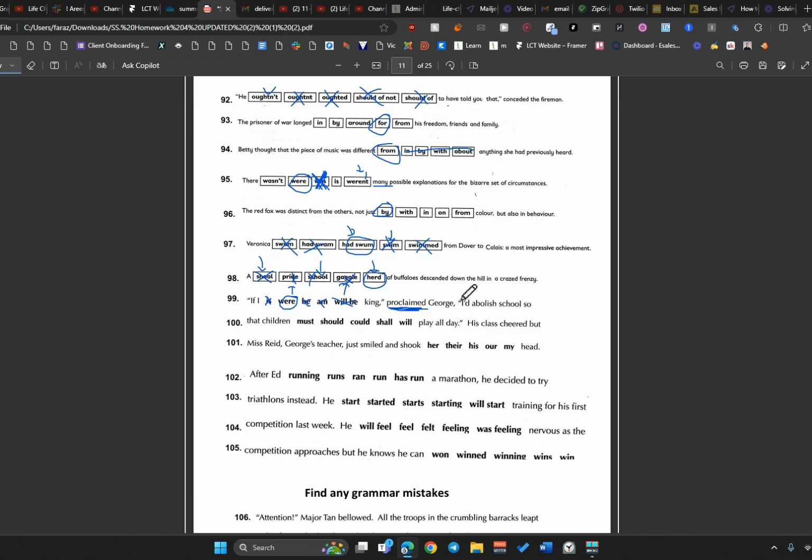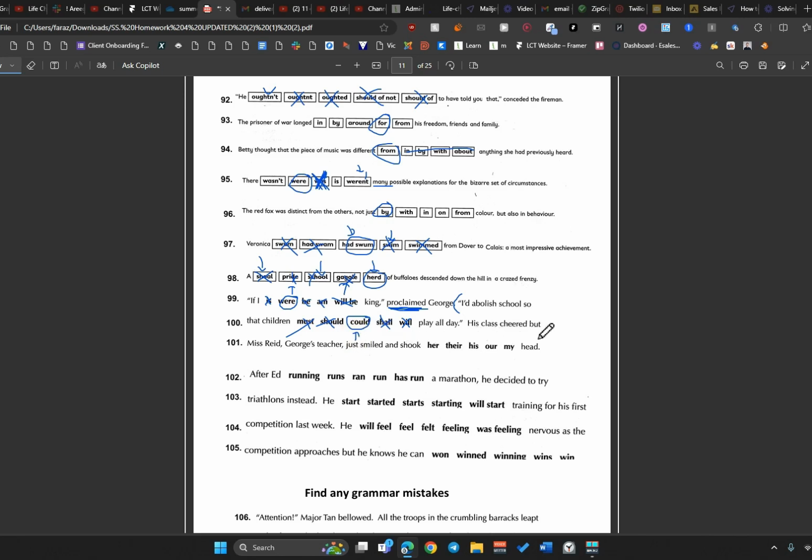So we have to make sure that we read this. I'd abolish schools so that children could play all day. So it wouldn't make sense in the context. Will also, I don't think, makes as much sense in the context as well, because there's no way you can force children to play. Must, again, doesn't make sense, and neither does shall. So this one is more about context, whereas all of these make sense grammatically. The context works best with could.